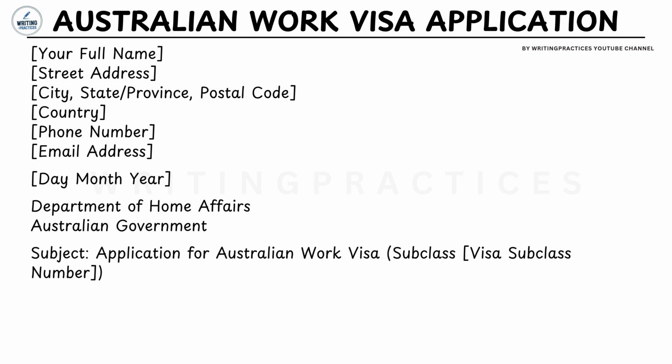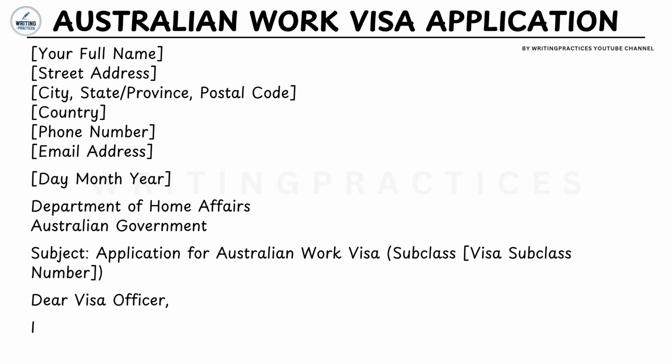This helps immigration officers immediately identify the visa category your letter supports. It also ensures your application is correctly classified during assessment. Always use the exact subclass number for your visa type. Salutation. Example, Dear Visa Officer. This is the opening greeting of your letter. It formally addresses the immigration officer reviewing your application.